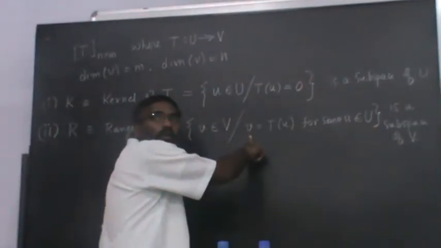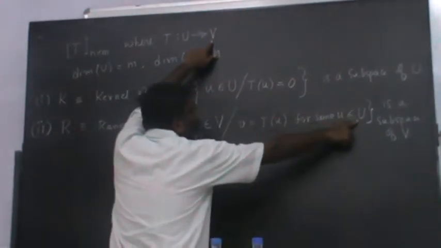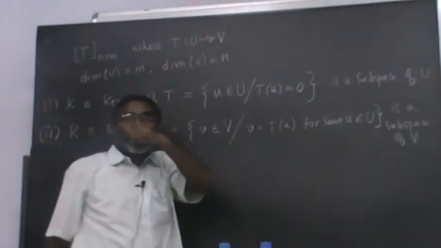We have not defined T from V to U. T of u is defined from U to V only, right? So I am putting u in U, T of u is equal to v. This is called the range of T. This is also a subspace, which is the second vector space that we get.